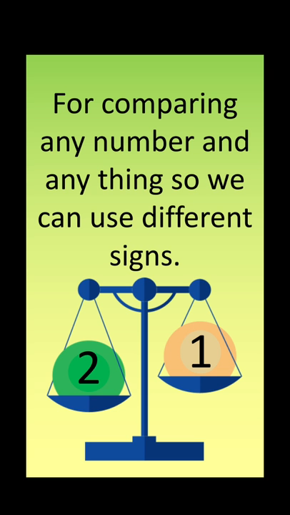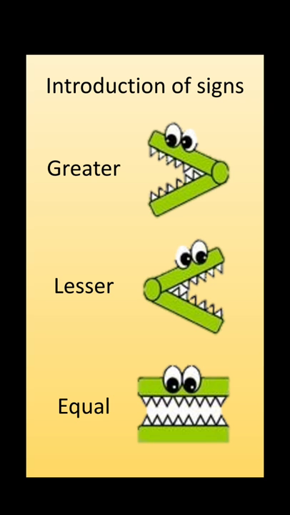Now let me tell you what is the greater and lesser. Earlier 3, whenever we have to compare anything, how can we compare it? For comparing any number and anything, we can use different signs, different symbols, and we are having their different names as well. Now let me tell you these names first: greater, lesser, and equal. Repeat it again: greater, lesser, and equal. These are the three names.